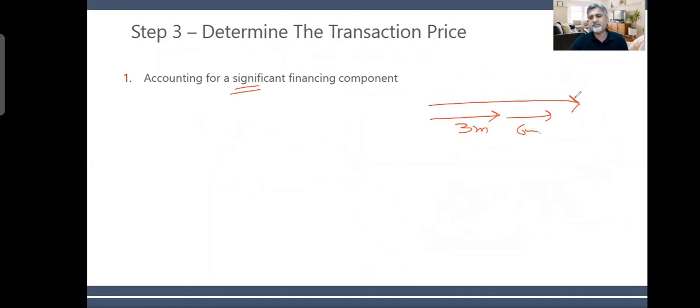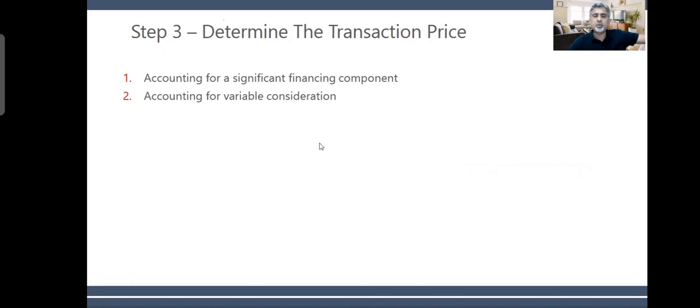Minimum 1 year. If it is a 1 year time, and we have provided some goods or services for 1 million and the customer will pay after 1 year, we need to consider how much of that is revenue and how much is interest income, and we need to separate it. We call it the financing component. We should be doing it separately.